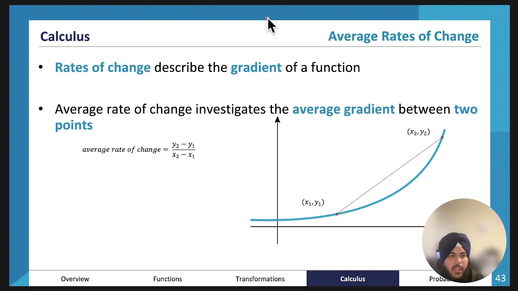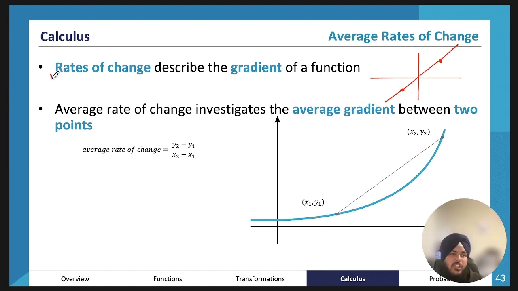So first, let's have a look at what a rate of change actually is. Rate of change is basically a way of describing the gradient of a function. It's similar to the linear equations that we looked at before. But for a linear equation, the gradient was uniform. What I mean by that is, if we have a linear equation, the gradient at this point is the same as the gradient at this point, or the slope. However, with graphs like these, the gradient is constantly changing throughout the graph, because it's not linear.